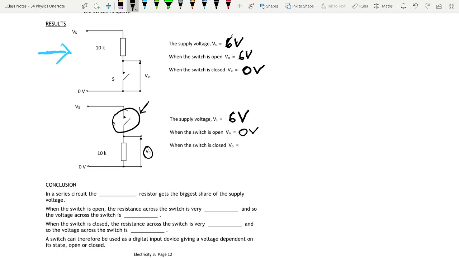And when it's closed, that means there's basically 0 volts across the switch. So all the voltage must be across the resistor this time round. So 6 volts.